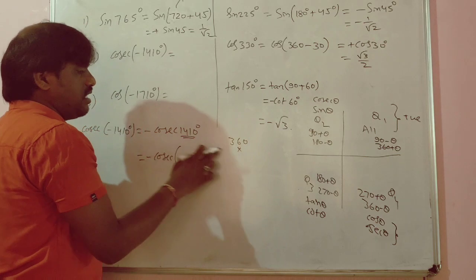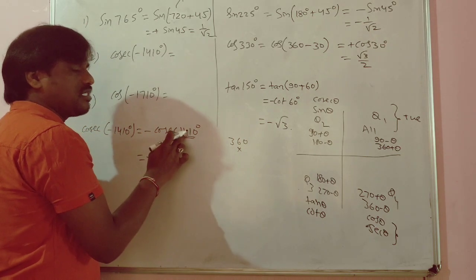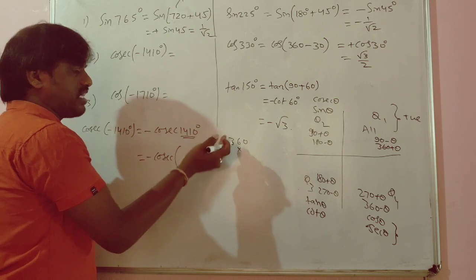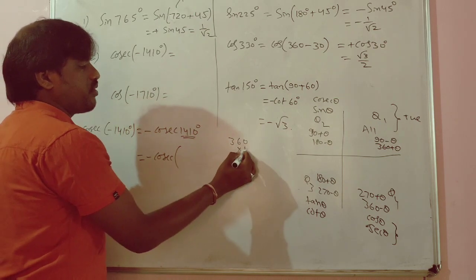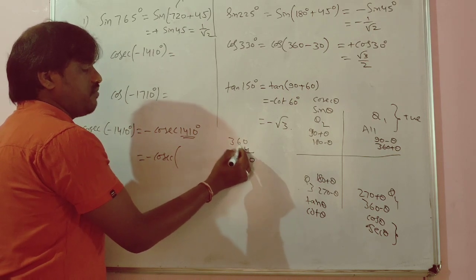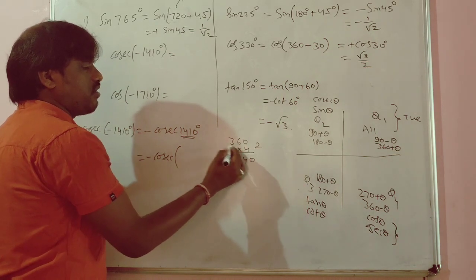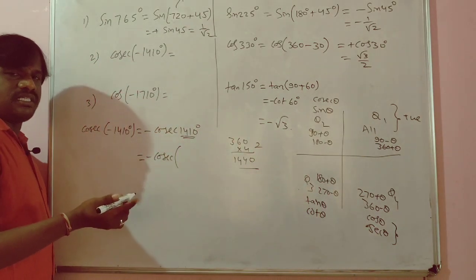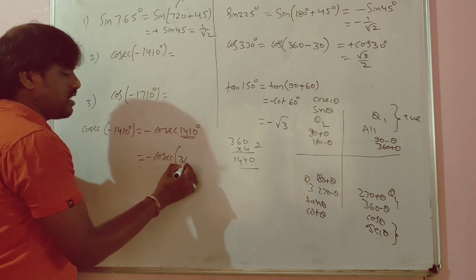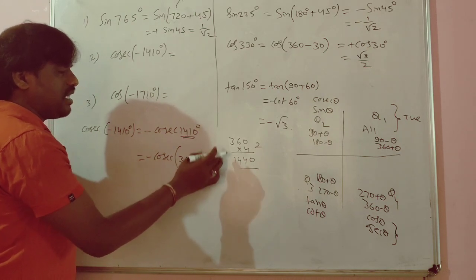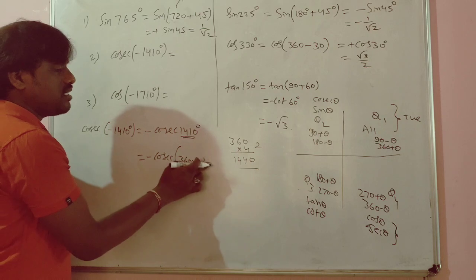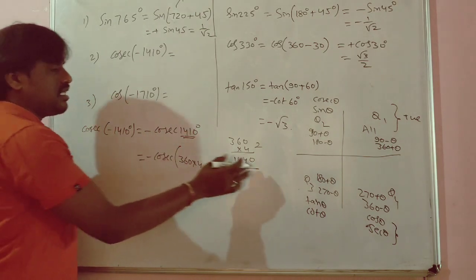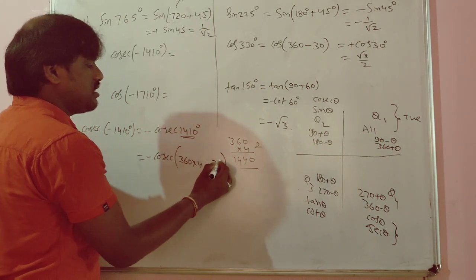If I go for 360, you know 4 3s are 12, which is nearest to this. 5 3s are 15, which is more than that. Okay, let's go for 4 times. 4 0s are 0, 4 6s are 24, so 1440 you got here. So 360 multiples are easy every time. So here I can write 360 into 4, and it is less. How much less? It is 30 degrees less.